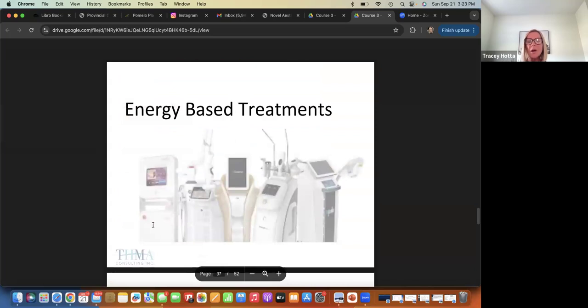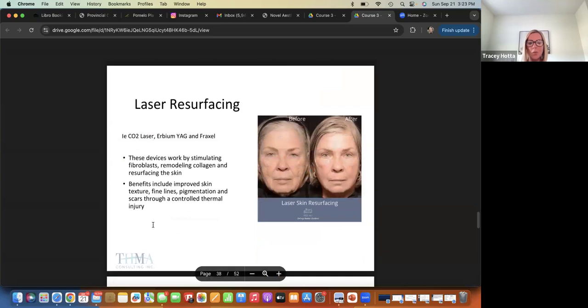So next, we're going to move on to energy-based treatments. We, being a dermatology clinic, have had different lasers over the years. They do work very, very well, especially combined with other treatments. So we're going to discuss just a few of them today, just so that you have an awareness and an understanding of what these treatments are.